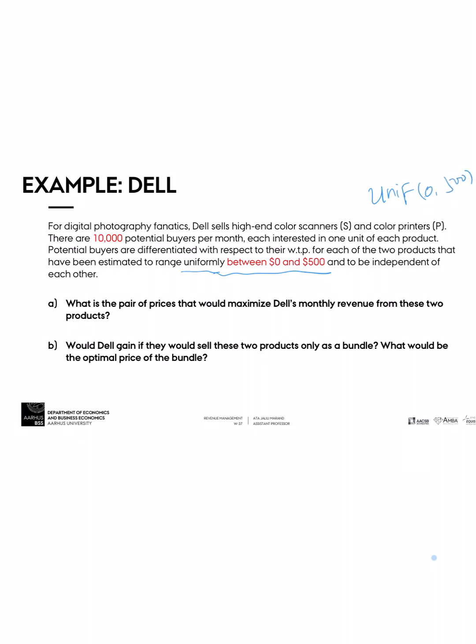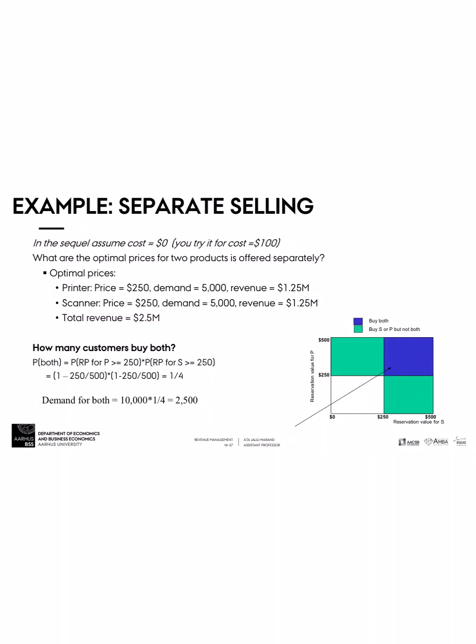The question is, what pair of prices would maximize Dell's monthly revenue from these two products? Another question is, would Dell gain if they sold these two products only as a bundle? What would be the optimal price of the bundle? First, if we sell the two products separately, we can formulate the problem separately.